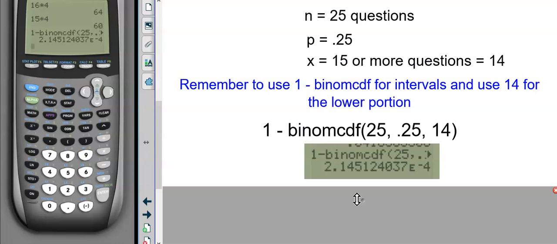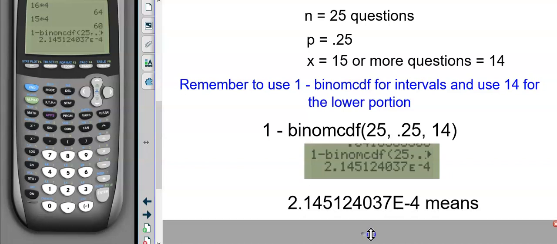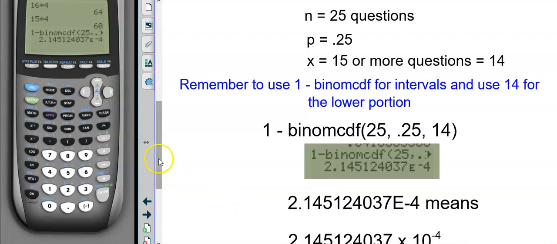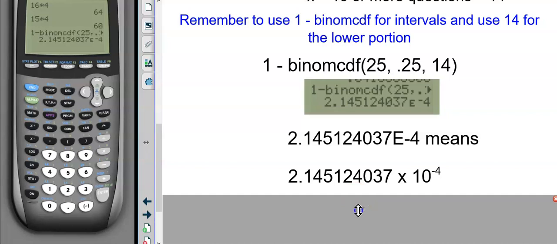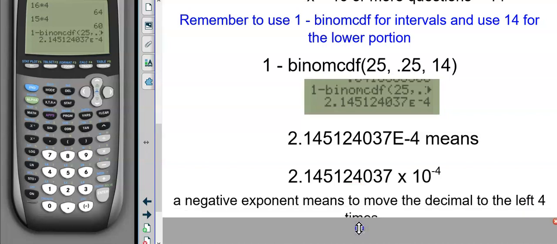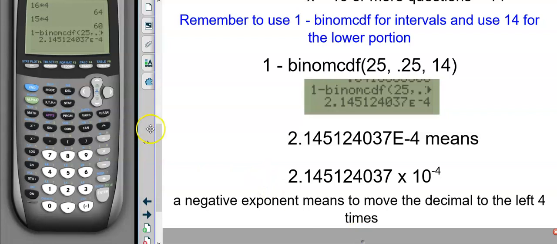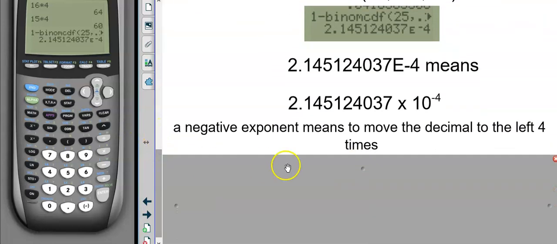Now, does anybody remember what that E stands for? Hopefully you do from biology or science or something. I think it's physical science. Whenever you have this, it means take the decimal number, the E means times 10, and that number right there, the negative 4, is your exponent. Since it's a negative exponent, we're going to move the decimal 4 places to the left.